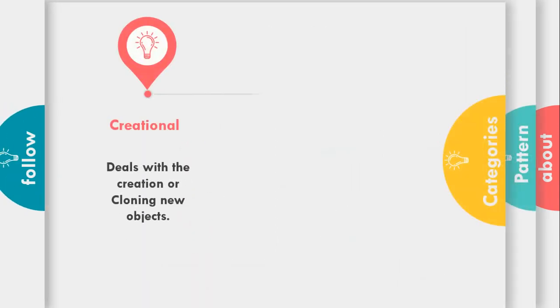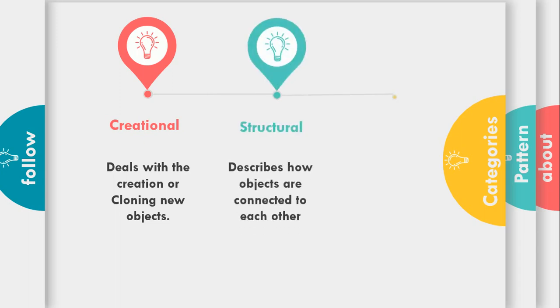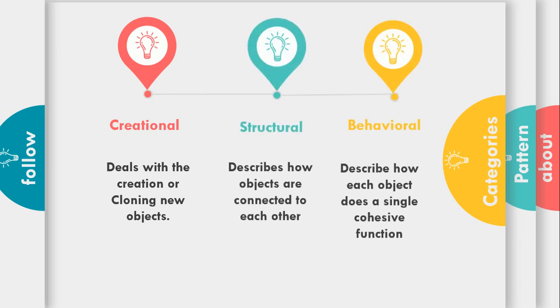These patterns are categorized into three categories: creational, structural, and behavioral patterns. Creational patterns deal with the creation of objects. It means that when we create an object or create a class, the patterns associated with the creation of objects and classes come under the category of creational patterns.